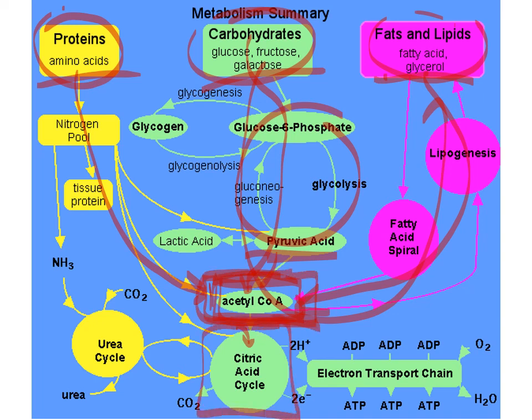Citric acid cycle is what we'll look at next, and then we'll finally end with what's called the electron transport chain.